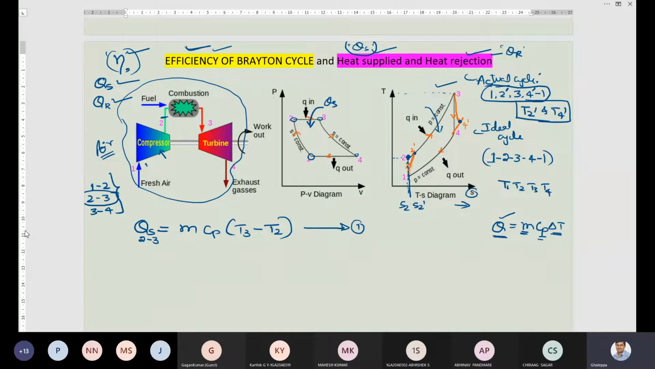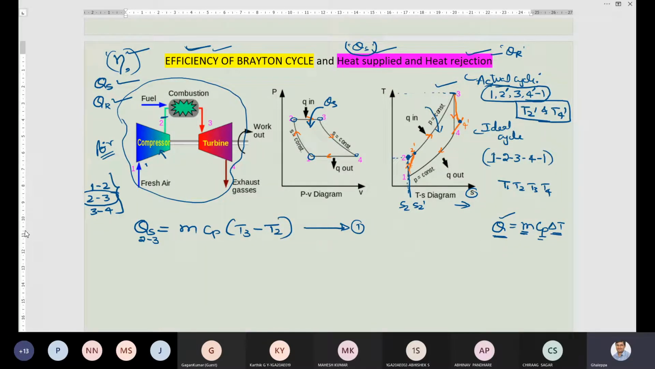And dear students, now this equation is with respect to ideal or actual? Look at the values I have taken here. I have taken T3 minus T2. Both T2 and T3 are ideal case or actual case? Ideal. Ideal, very good. So the same equation, can you write it for actual? What will be the equation? Just try to write. Yes, T3 minus T2 dash will be the equation for actual heat supplied.